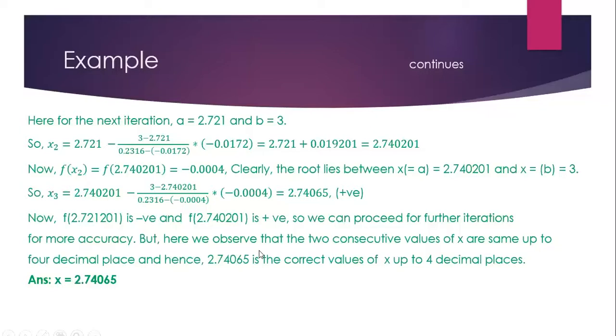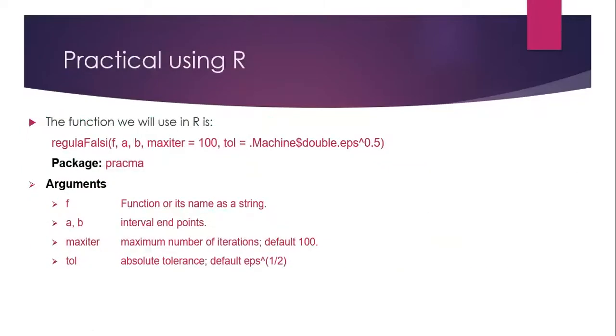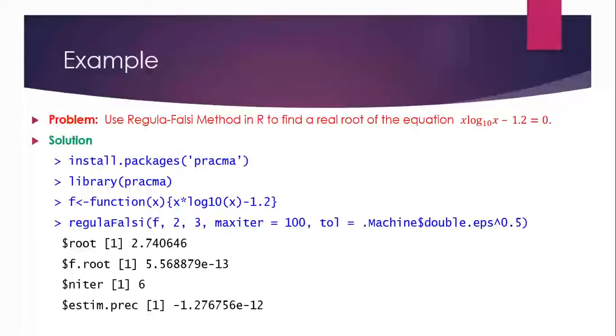Now, how do we find this solution using R? In R programming, you will use the Regula-Falsi method, and it is in the package pracma. So you have to install the package: install.packages, under double quotation you write pracma, and the function is regulaFalsi, with f the function, a and b the initial values, the maximum number of iterations it can have, and the tolerance error e to the power 0.5. We will not change the last part.